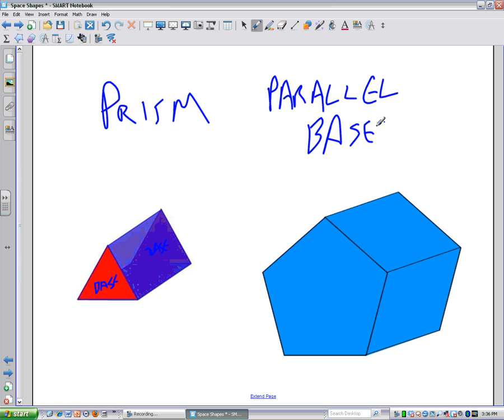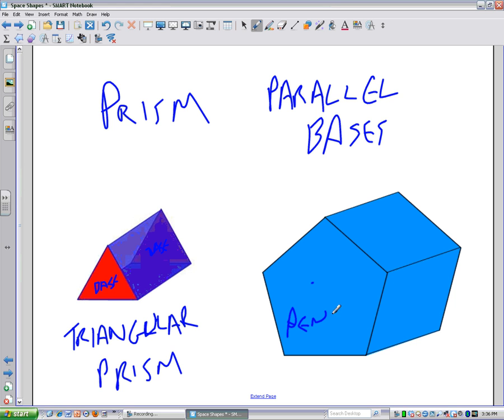Okay, so they have parallel bases, and we name them according to the shape of their base. So this one, the ever popular prism that makes rainbows, is called a triangular prism. This one with five-sided bases is called a pentagonal prism. And you could just call it a pentagon prism. So you're just basically looking at the shape of the base and then whether it's a prism or not. So prisms have parallel bases, and we describe them based on the number of sides that they have.